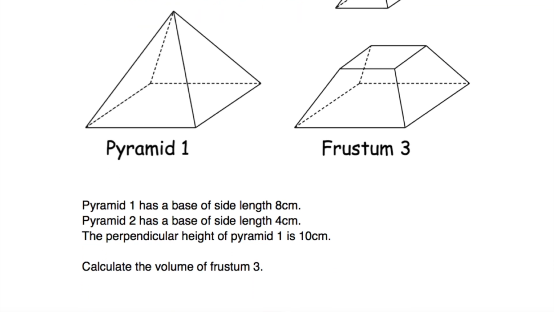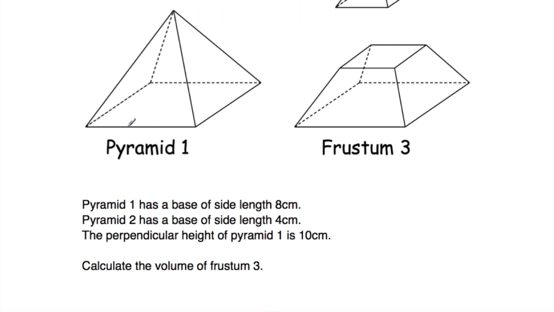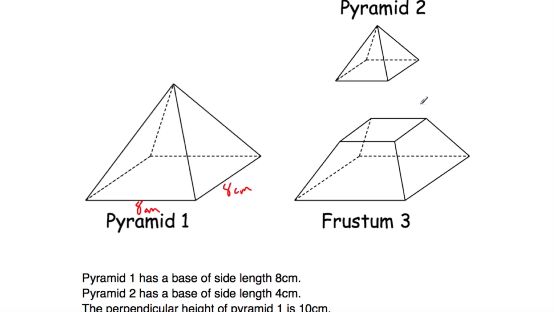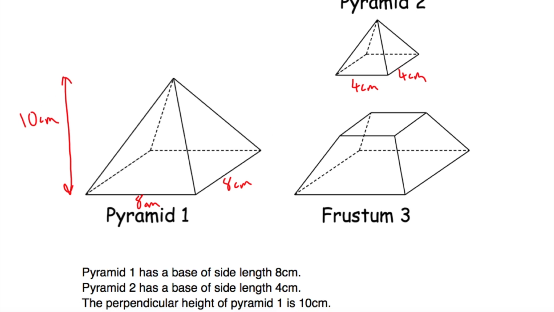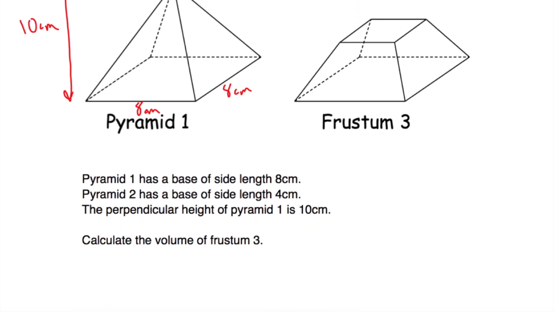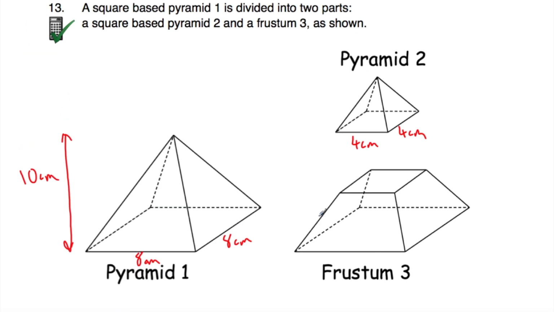And then the question says pyramid 1 has a base of side length 8 centimeters and 8 centimeters. Pyramid 2, this one here, has a base of side length 4 centimeters and 4 centimeters. And we're told the perpendicular height of pyramid 1, the perpendicular height of this pyramid, is 10 centimeters. The question says, calculate the volume of frustum 3. So we want to find the volume of that frustum.